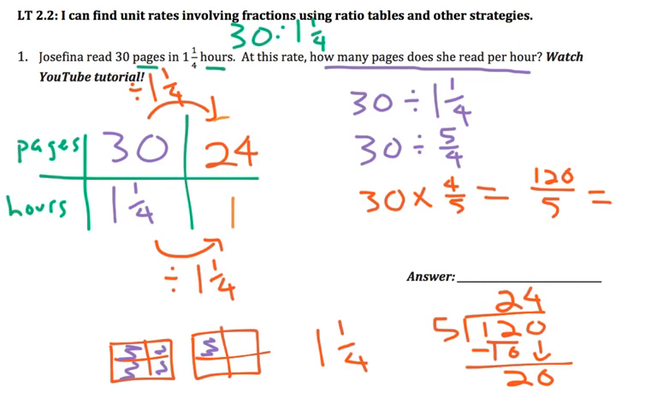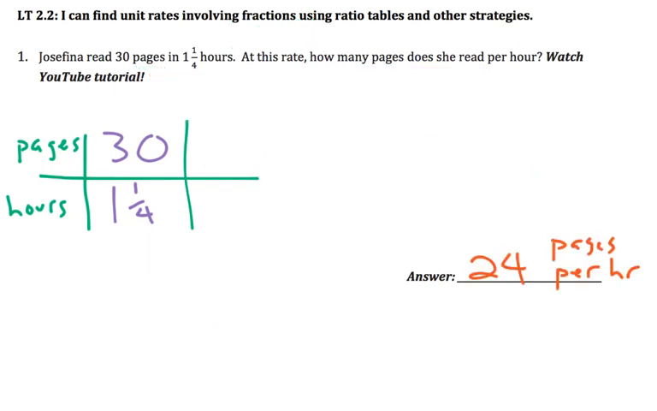And then from there, just pause to see if your answer makes sense. So if Josefina reads 30 pages in 1 1/4 hours, then in 1 hour, it makes sense that she would read just a little bit less than that. Because it's still a whole hour, it just doesn't have that extra quarter of an hour. So she reads 24 pages, which is a little bit less than 30 pages. All right, we have other options to figure this out.